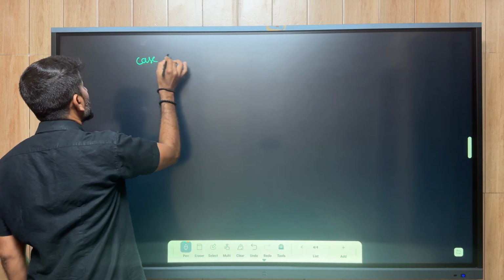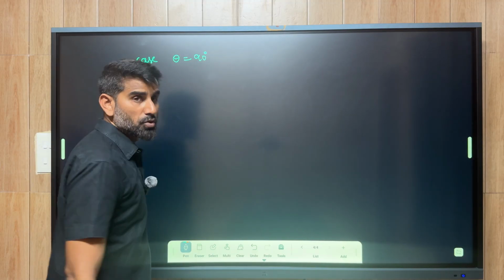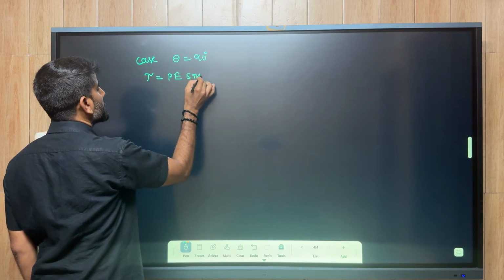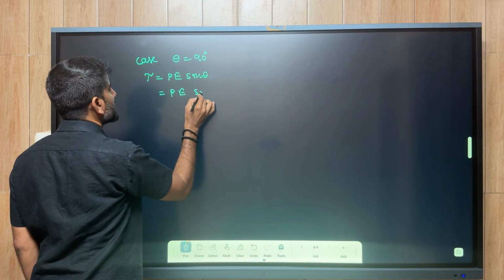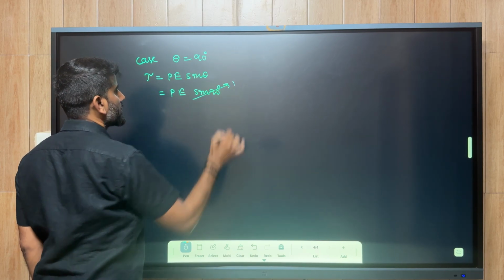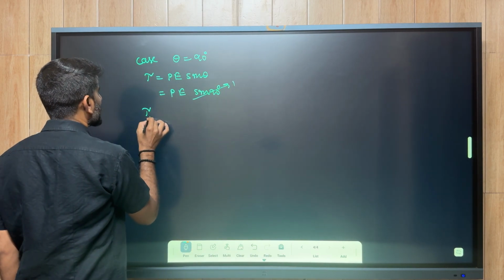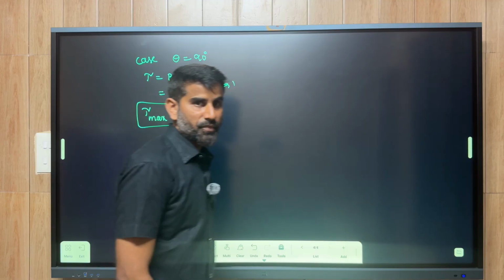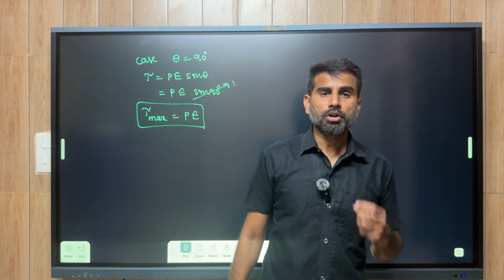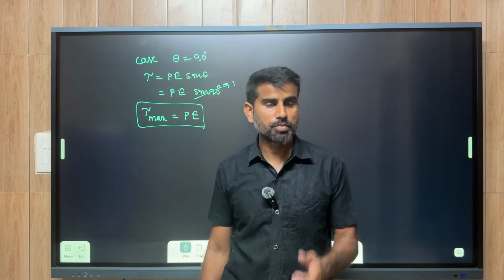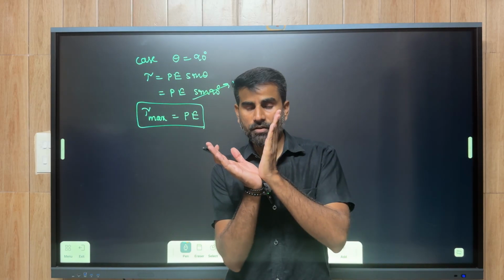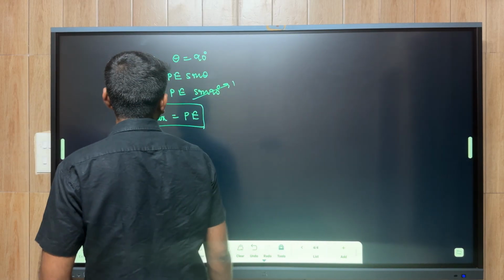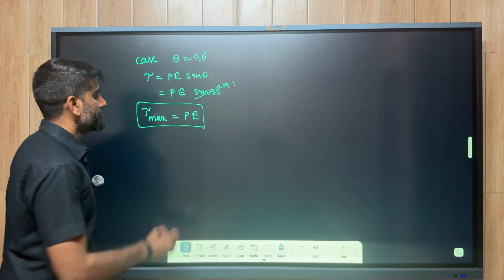If theta is equal to 90 degrees, then what happens? Torque tau is equal to PE sin theta, where sin 90 gives the maximum value, which is 1. So torque will be maximum. So to obtain the maximum torque, what should be the angle between the dipole moment and the electric field? It should be 90 degrees. Then only we will obtain the maximum torque on the dipole.